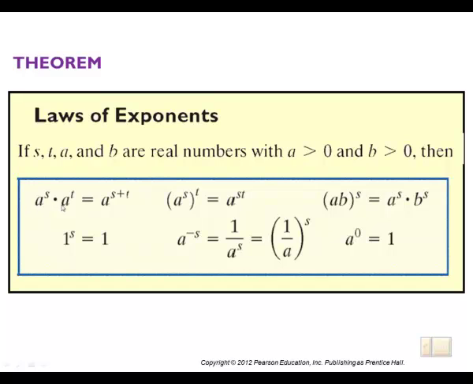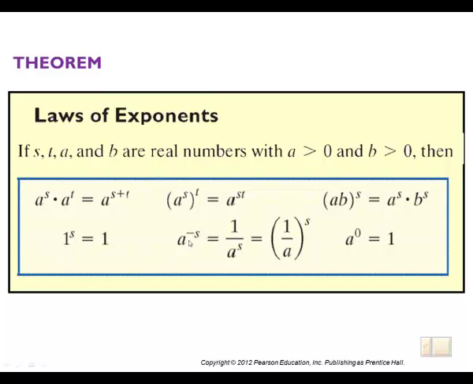When we multiply the same bases, we add the exponents. Here we have a to the s, parentheses, to the t power, where I'm going to multiply the exponents. Here we have ab to the s power, so that breaks down to a to the s times b to the s. 1 to any power is just going to be 1.